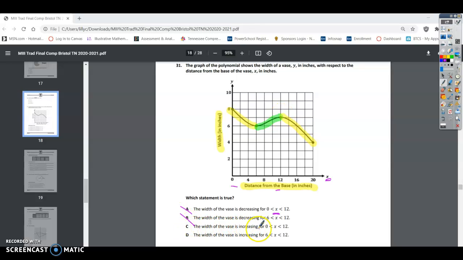And then the width of the vase is increasing from 0 to 12. So from 0 to 12, it decreases and increases both. So that's not it. And the last one, the width of the vase is increasing from 6 to 12.